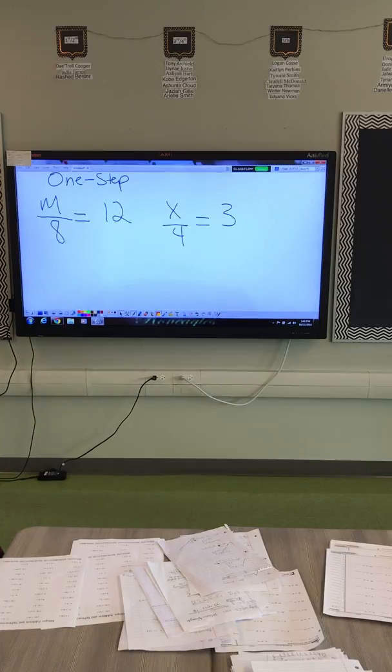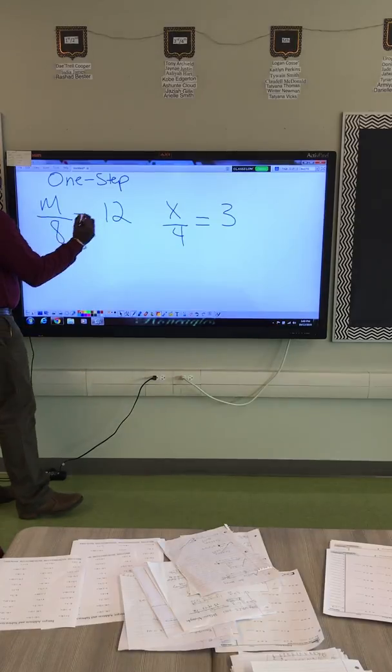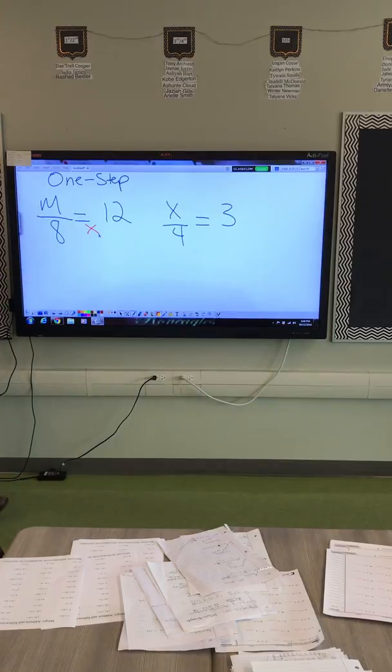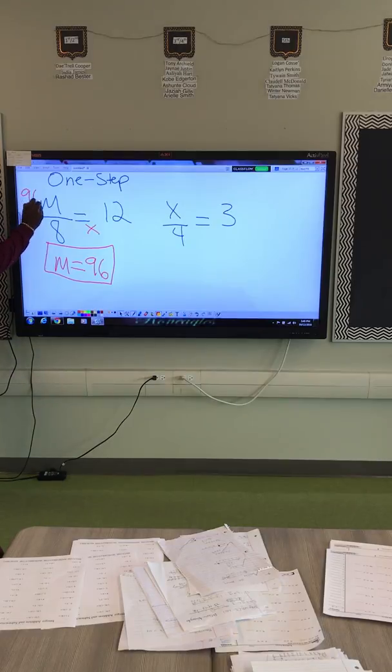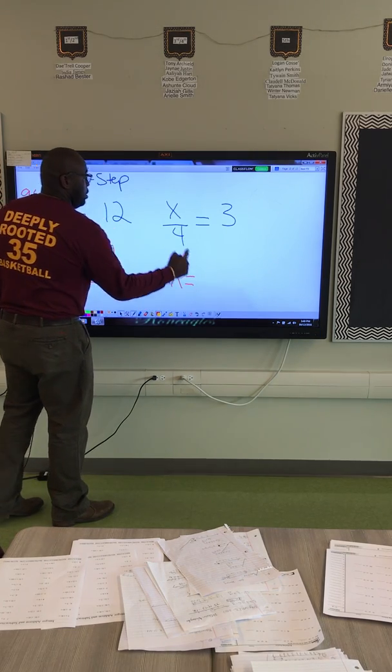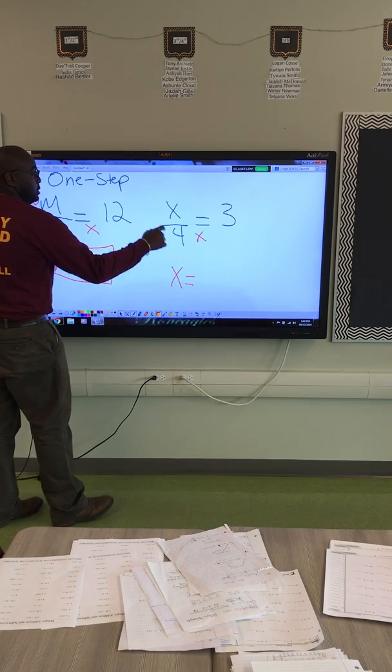How do we solve these problems? It's one step because you only got to do one thing. What is that one thing? Multiply. Good. 8 times 12. M equals 96. Simple as that. Problem is solved. Because if you put 96 up here and divide that by 8, you're going to get 12. So if you got this, then you're going to get this. 4 times 3, x equals 12.